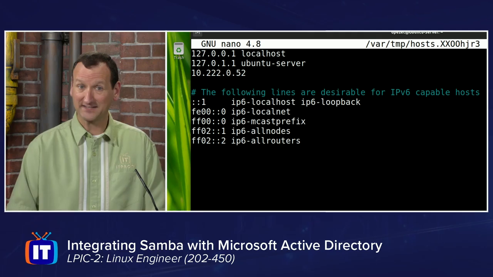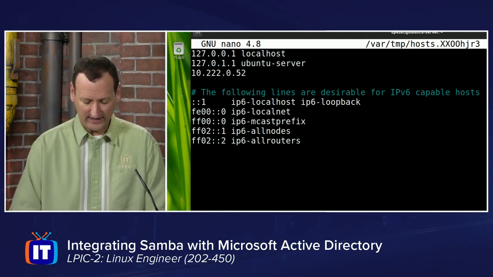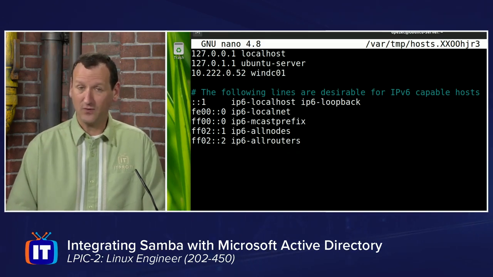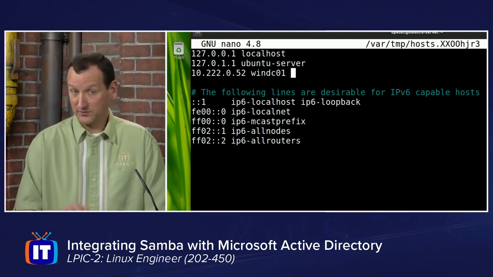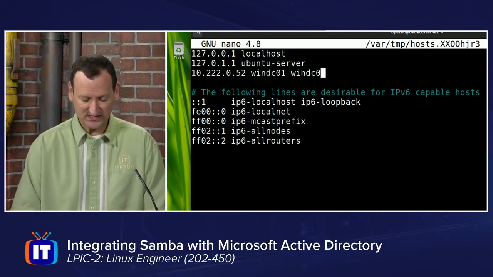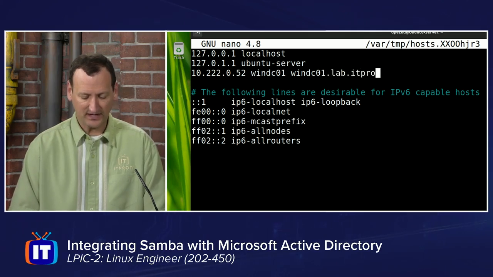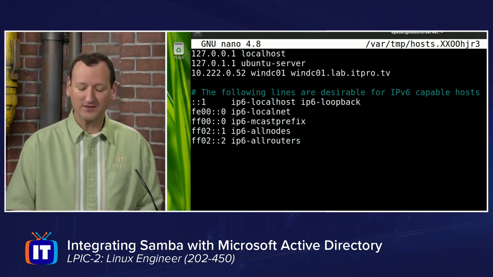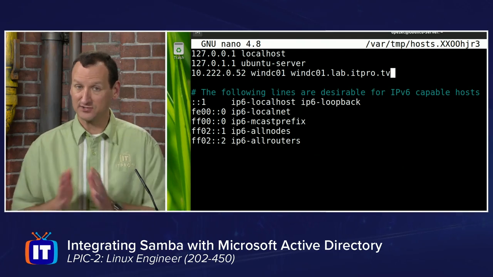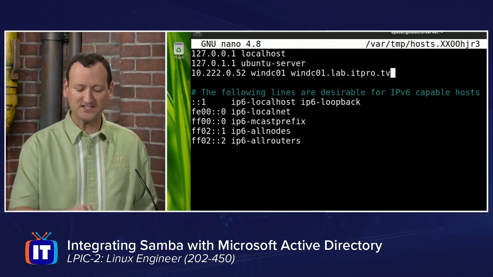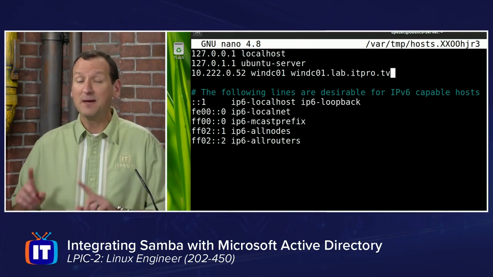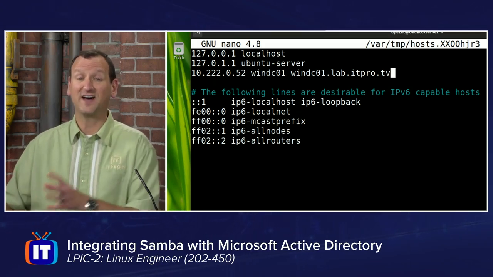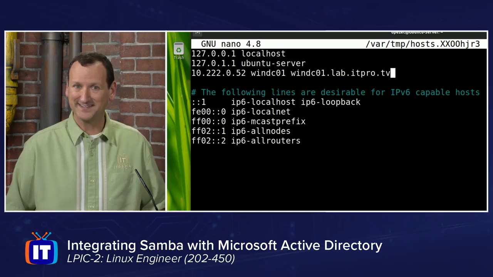That's my Windows Active Directory domain controller, and it has two names. There's the NetBIOS name, which is just WinDC01, but then there's the fully qualified DNS name, which is windc01.lab.itpro.tv. My Active Directory domain, or realm, is called lab.itpro.tv. So the fully qualified name of that server is windc01.lab.itpro.tv. And by putting that here in my hosts file, that's going to ensure that my Linux box can find that domain controller and find the Active Directory.